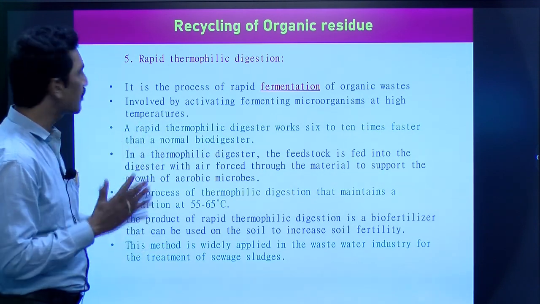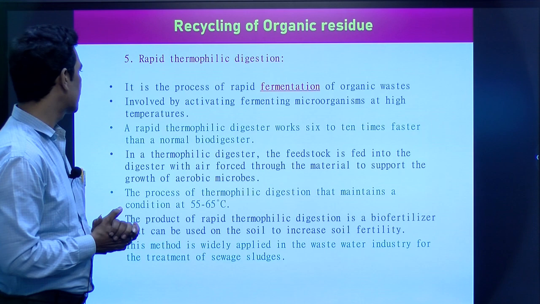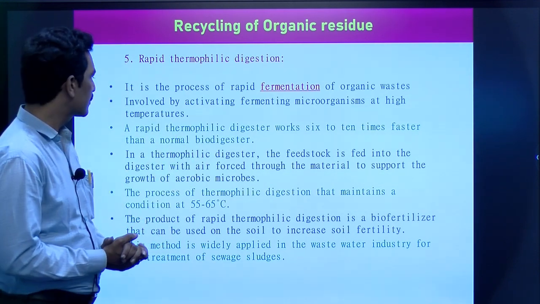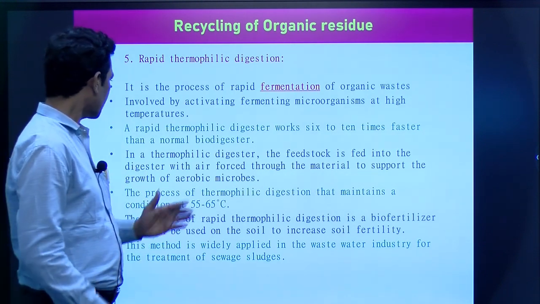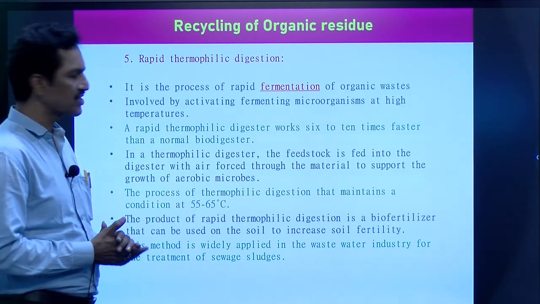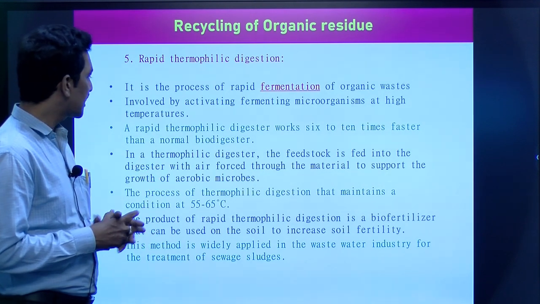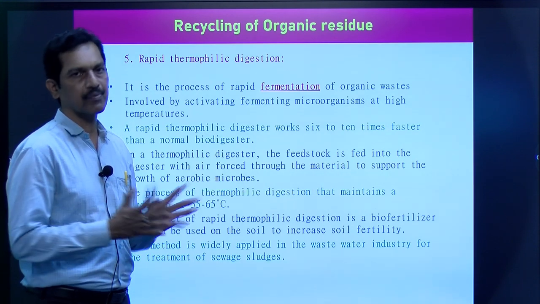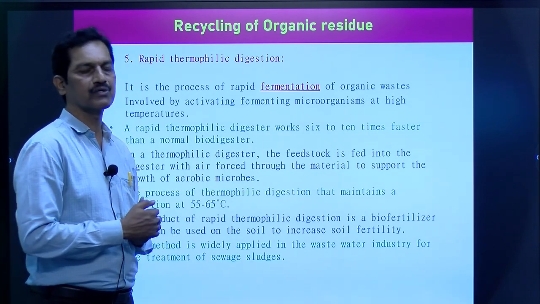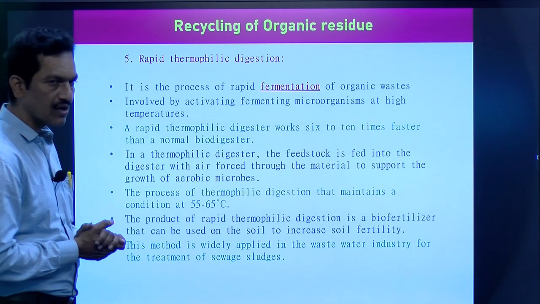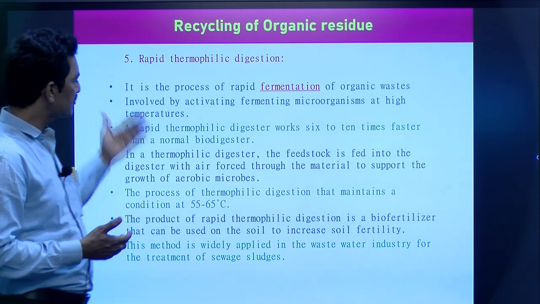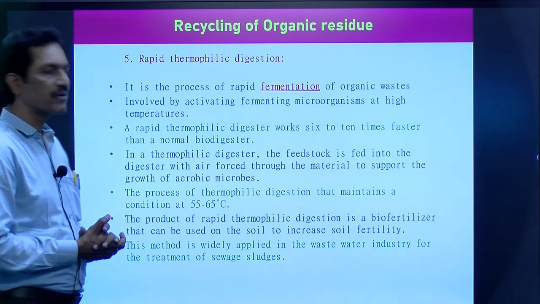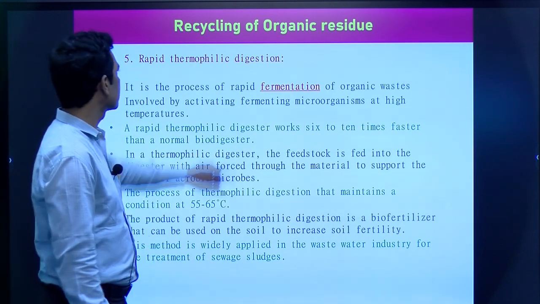So, that is the principle in this thermophilic digestion, which maintains conditions of 55 to 60 degrees centigrade. The product of rapid thermophilic digestion is a biofertilizer that can be used as soil to increase the soil fertility. Here also, after this process, the biofertilizers are produced, useful for increasing soil fertility, and this method is widely applied in the wastewater industry, especially for the treatment of sewage sludges.